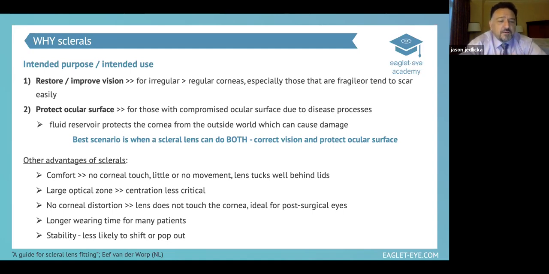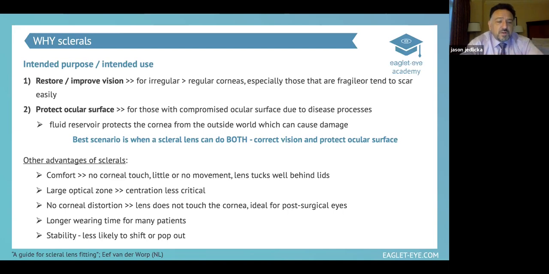The comfort matter: no corneal touch, little or no movement, tucks well behind the lids. Patients just can note, again, better comfort with scleral lenses than many other lenses. I've had many patients over the years where I've fitted them in a scleral lens in one eye and a soft lens in the other because of a variety of reasons. And it's not unusual for a patient, once they've adapted to their lenses, to say, could I please get fitted with a scleral lens in this eye that has the soft one, because not only is it equally comfortable, in many ways I find it easier to work with.